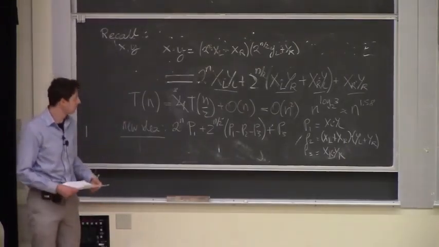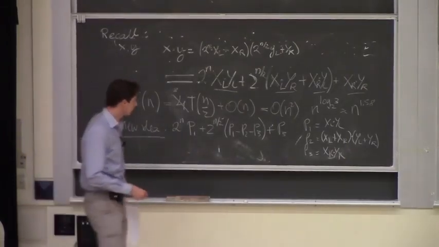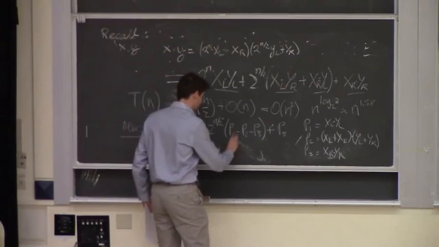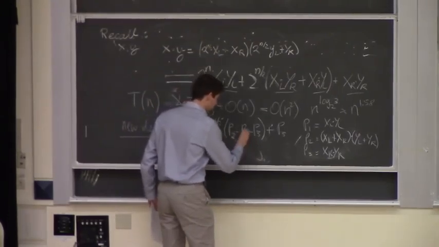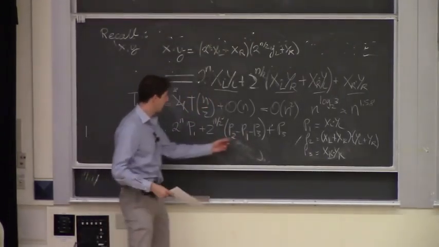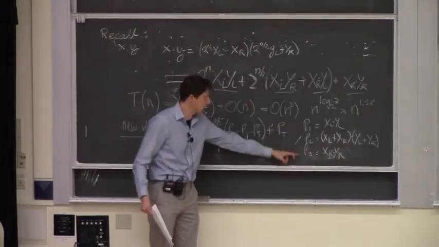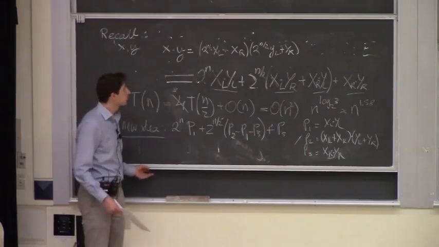I think there's a slight typo. For the coefficient of 2 to the n over 2, it should be P2 minus P1 minus P3. Sorry, yes. Thank you. Yeah, because we want to have the big product here, and we cancel out P1 and P3. Thank you. Good.